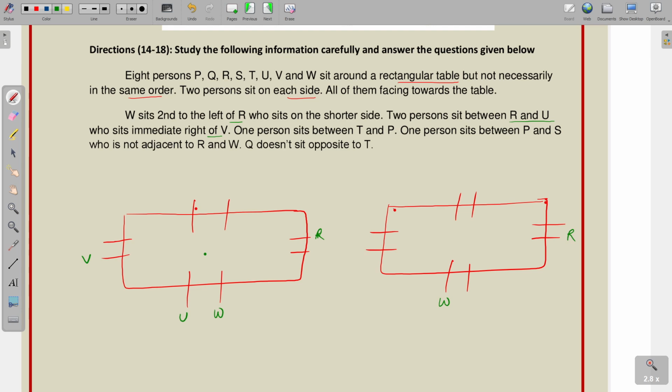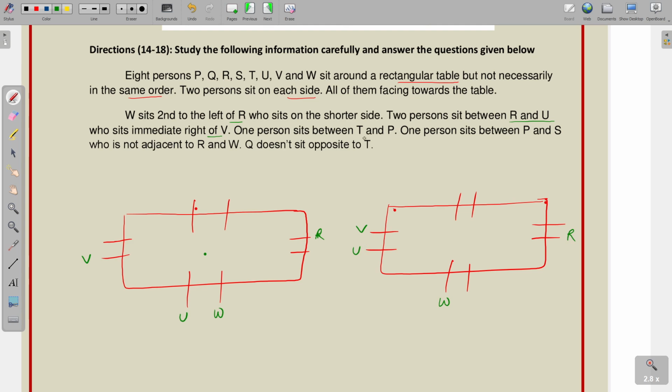Coming to the second possibility, 2 persons sit between R and U, and U is the immediate right of V. So between R and U there are 2 persons, and U is the immediate right of V.